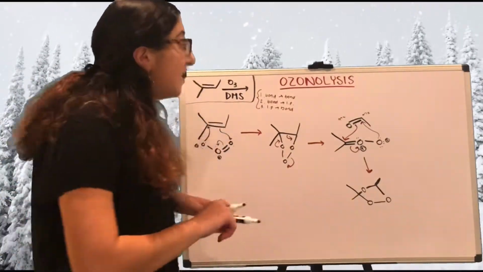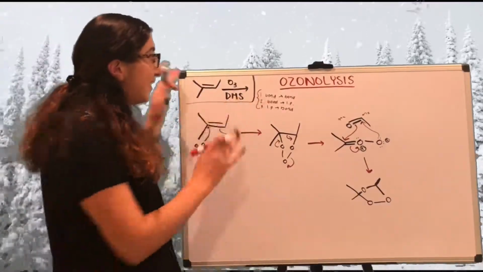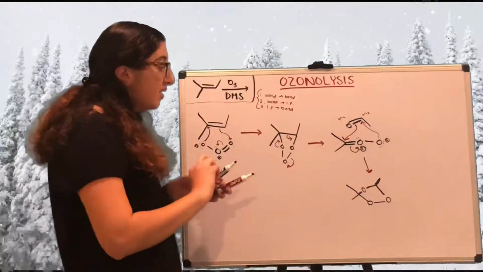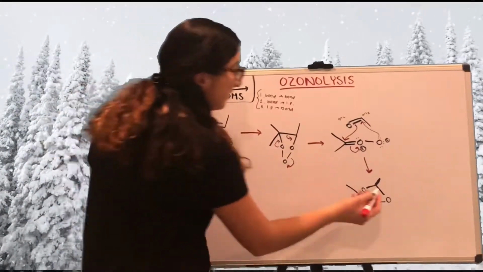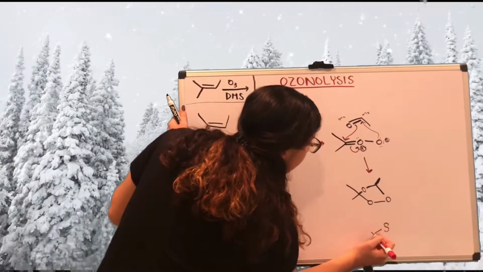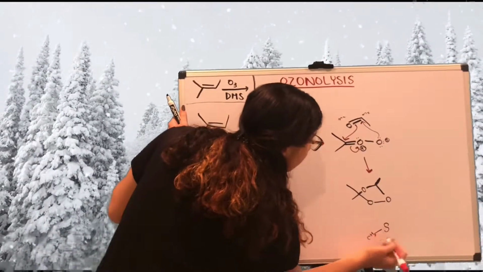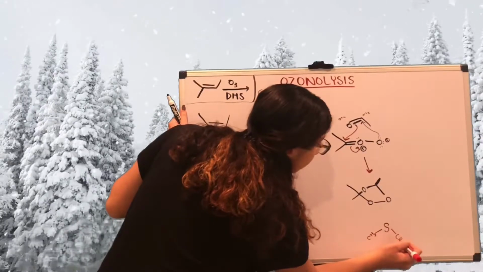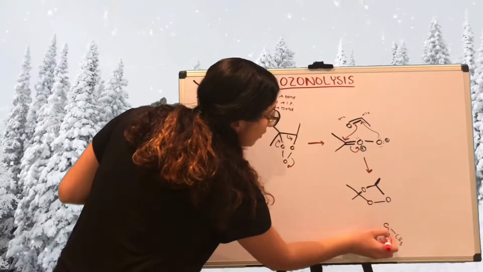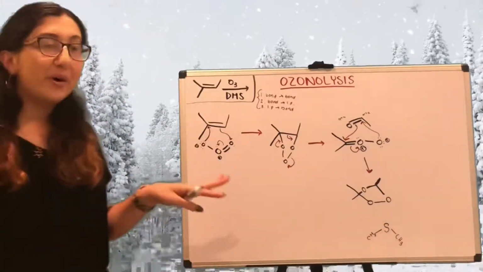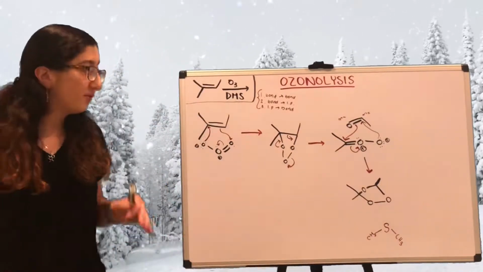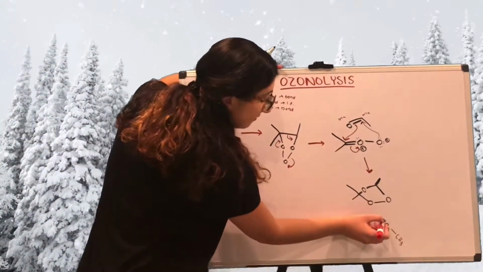So the way we'll split this is our dimethyl sulfide will come in. Now, it looks like this: sulfur with two CH3 groups attached. Now, it has two CH3 groups. Sulfur is neutral. Now, what we're going to do is we're going to steal an oxygen. So we're going to use the sulfur to steal an oxygen.